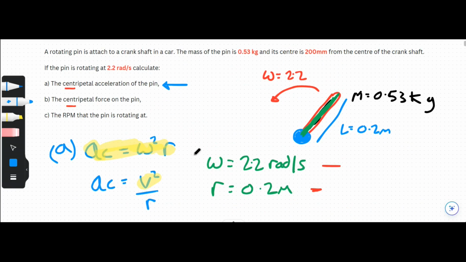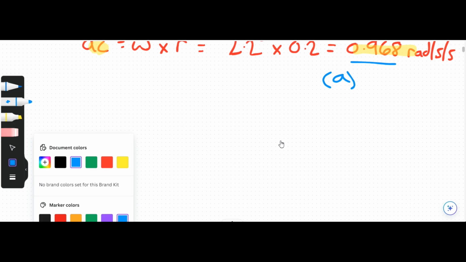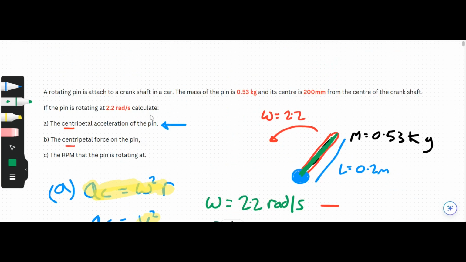And then part B, we've got to find the centripetal force on the pin. That'll be part B coming next. So part B, we've done part A, so now I'm going to get some colour pens, green. Part B, we've got to do centripetal force. We've done part A, we'll tick part A off. We've now got to do centripetal force on the pin.